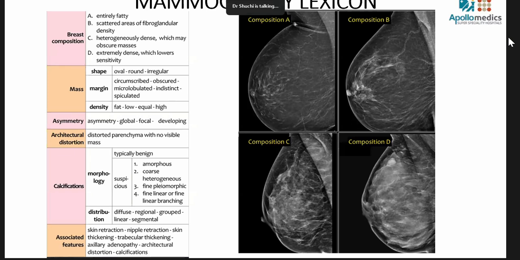If you have a prior mammogram, please always compare with that mammogram. Comparison is very necessary to find out the initial stages of cancer. Architectural distortion, that is distorted parenchyma with no visible mass. Calcifications. Calcifications can be typically benign or suspicious. Calcifications are qualified by two things, morphology and distribution. Morphology is typically benign or suspicious. This we will discuss in detail because on mammogram, the main purpose of mammogram is most of the time to see what the calcifications are.